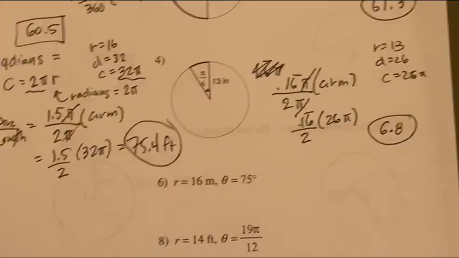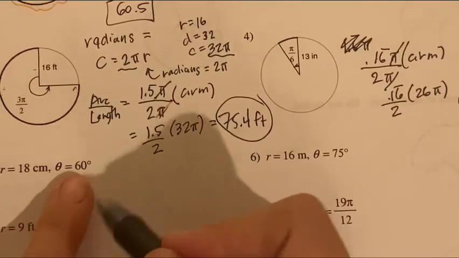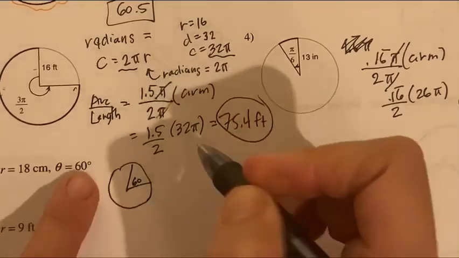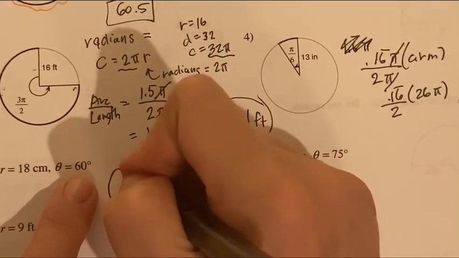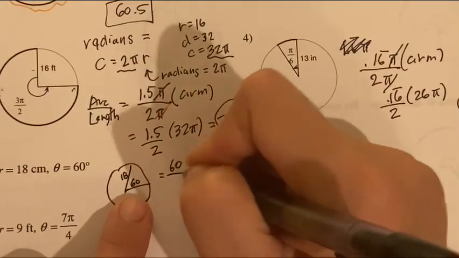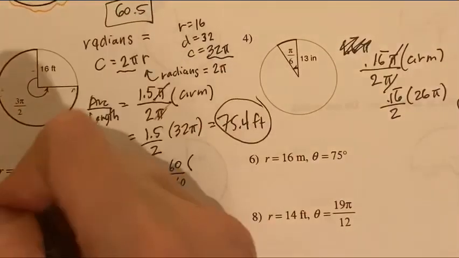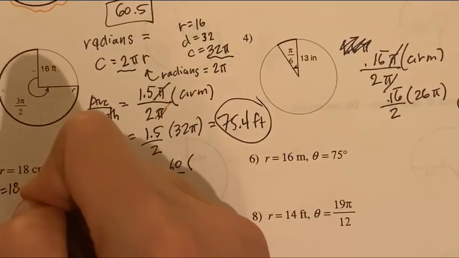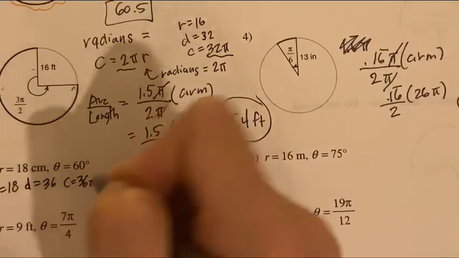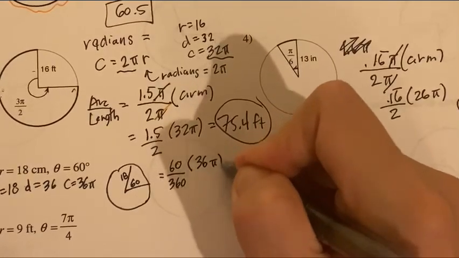All right, what else? Well, they don't have to give you a picture, but we could redraw the picture if that helps people think here. They want the central angle to be 60 degrees and the radius 18. So that'd be easy enough to do. 60 over 360 times whatever the circumference is. So if the radius is 18, diameter's 36, circumference is 36 pi. So 60 divided by 360 times 36 pi.